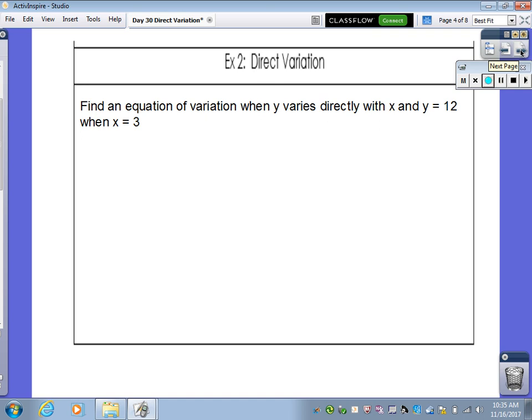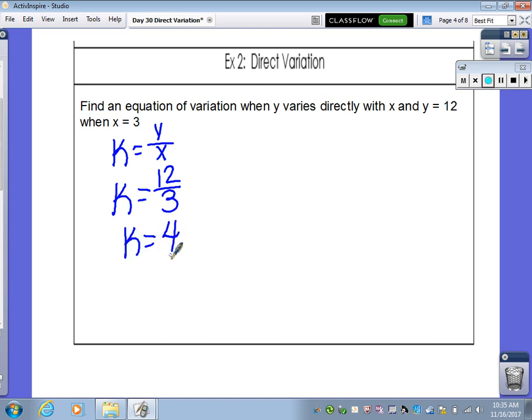It says find the equation of variation when y varies directly with x and y equals 12 when x equals 3. If you're doing word problems for direct variation, it always says y varies directly with x. Okay? So the first thing we have to do is find our k, our constant of variation, which we know is found by doing y over x. So you plug in what you know. We know when y is 12, x is 3. So k equals 4. Now that doesn't answer the question yet. Okay, that's not the equation, that's just our constant of variation. So going back to your basic form of the equation, it's y equals kx. So I know if k is 4, the equation of this whole line is y equals 4x.